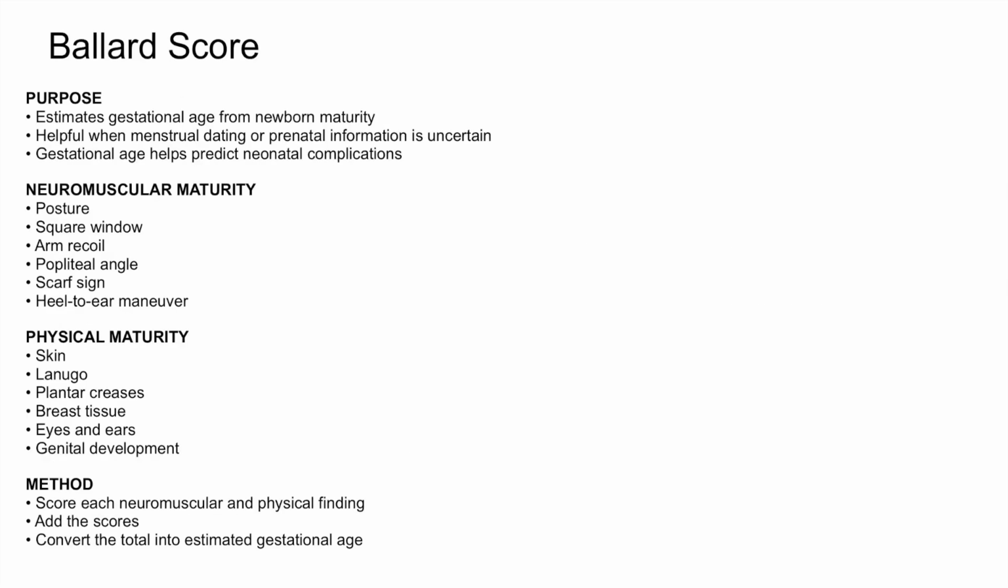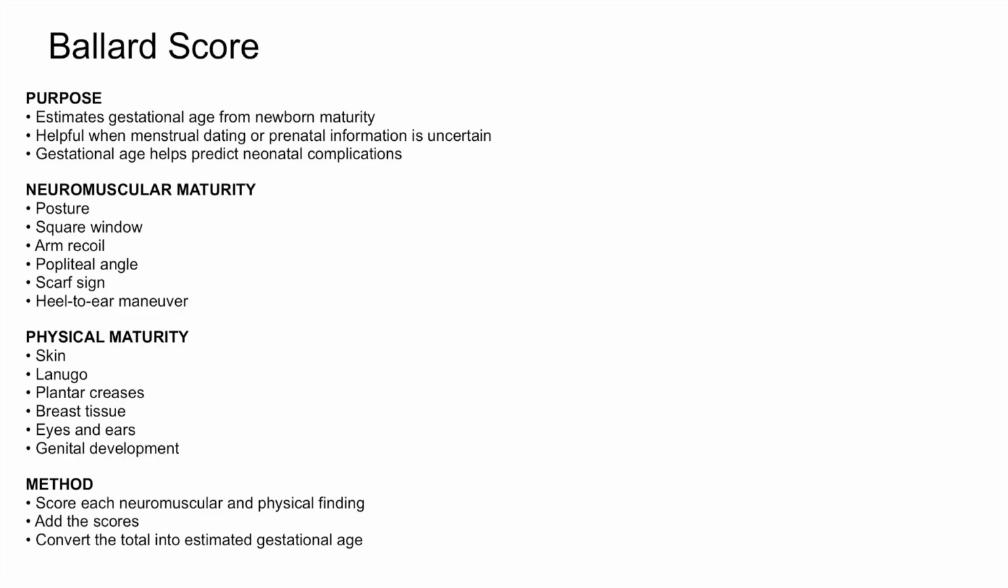All right, so the Ballard examination estimates gestational age by asking how physically and neurologically mature the newborn appears. So it is especially useful when prenatal dating is absent, uncertain, or inconsistent with the infant's appearance. Neuromuscular maturity is assessed through resting posture, joint flexibility, recoil, and resistance to extension. As gestation advances, flexor tone generally increases, so a more mature infant holds the extremities in greater flexion and resists passive movement more strongly.